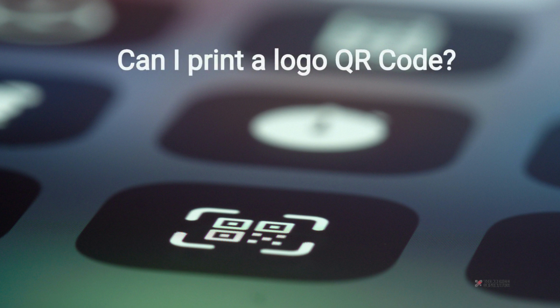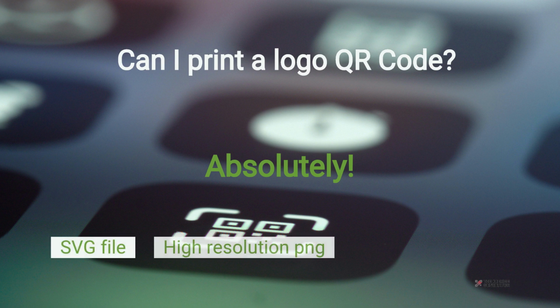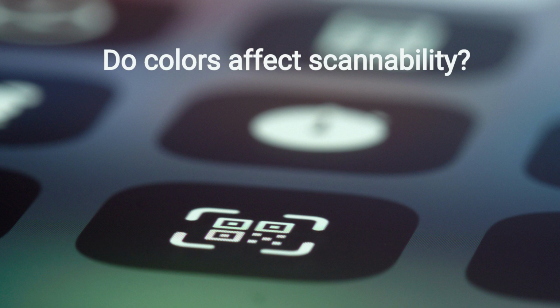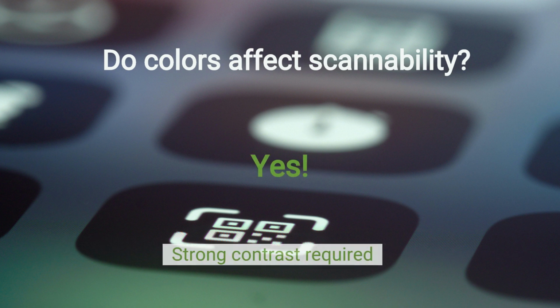Let me quickly answer the questions I see most often about QR codes with logos. Can I print a logo QR code? Absolutely. Just ensure your file is in SVG or high-resolution PNG format and your print DPI is 300 or above. Do colors affect scannability? Yes. Always maintain strong contrast between your QR code pattern and the background. The darker the pattern against a light background, the better.